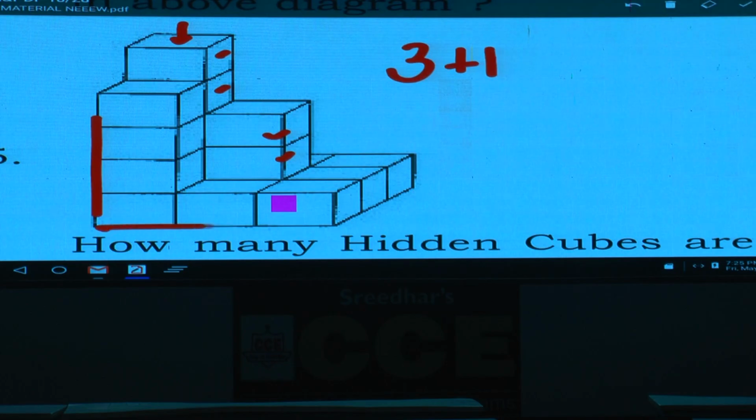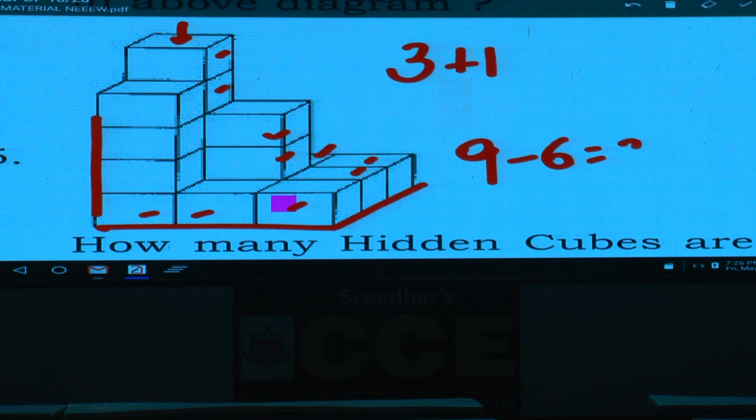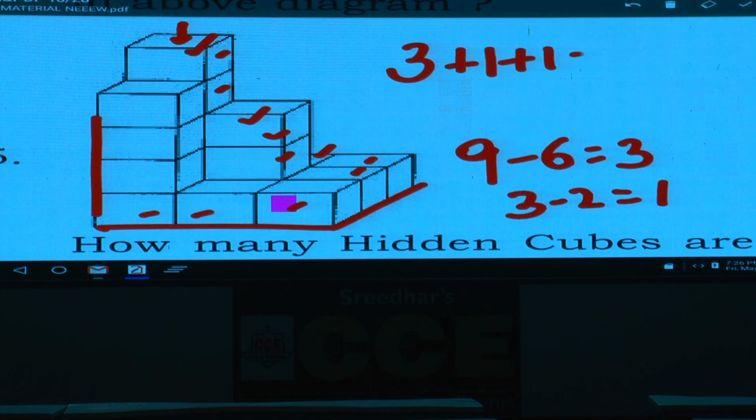Then again bottom, 3 into 3, 9, out of which 1, 2, 3, 4, 5 and 6 were already seen and 3 are hidden. Out of these 3 hidden, where these cubes were, here it has been counted once, here also it has been counted once. Out of these 3, two cubes were already counted, only one more to be counted, and in total we have 5. Now this is about question number 25, 5 is the answer.